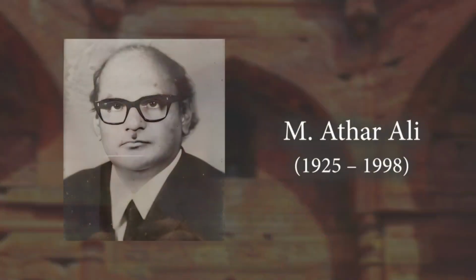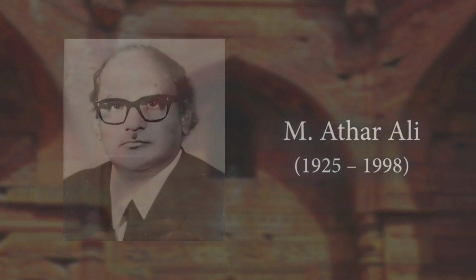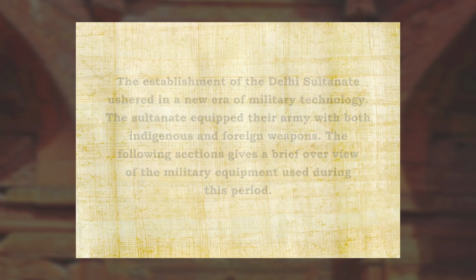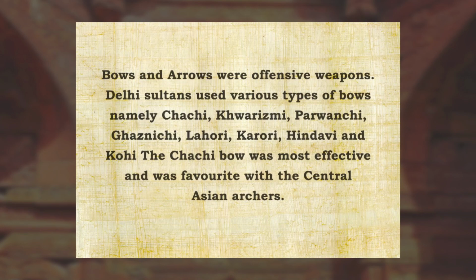According to historian Athar Ali, the establishment of the Delhi Sultanate ushered in a new era of military technology. The Sultanate equipped their army with both indigenous and foreign weapons. The following discussion will give us a brief overview of the military equipment used during this period. Firstly, we will discuss bows and arrows.